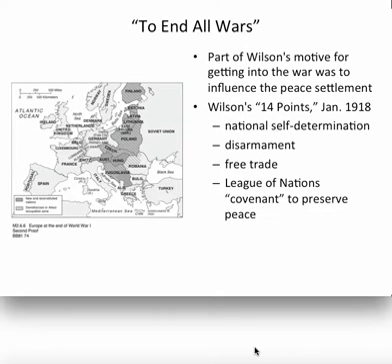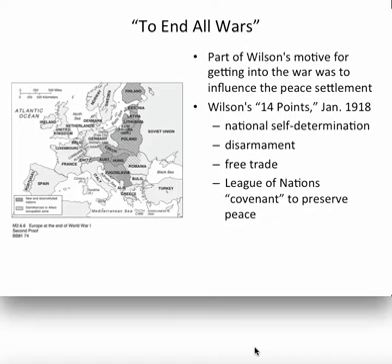Even before the war was over, in January 1918, Wilson made a very famous speech in which he laid out 14 points, that is, 14 aspects of a possible solution to the war, and aspects of a possible settlement after the war. Some of these were national self-determination.